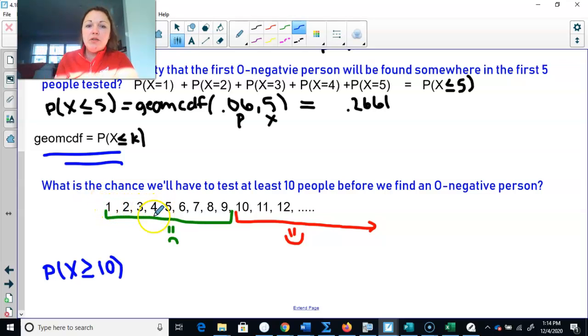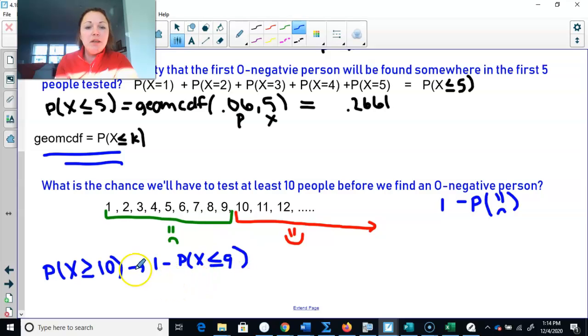So I write it out 1, 2, 3, 4, 5, 6, 7, 8, 9, and then I have 10 or more is what I do want. I need to use the complement rule. I need to do 1 minus the probability of what I don't want. Well, I don't want 1 minus the probability that X is less than or equal to 9. And this will give me what I want. What's nice about that now is this inequality matches up with what we need for the CDF.